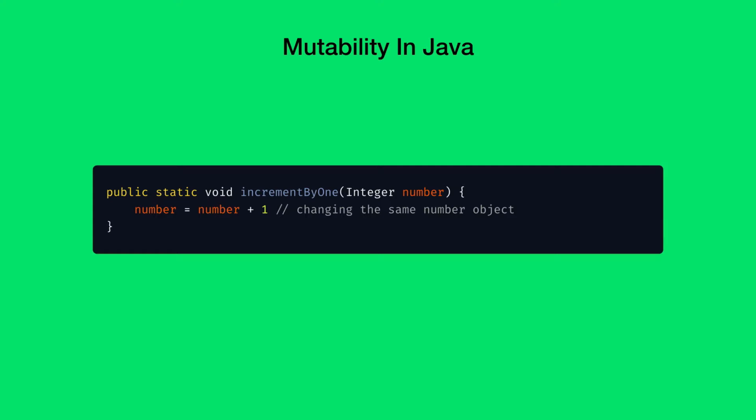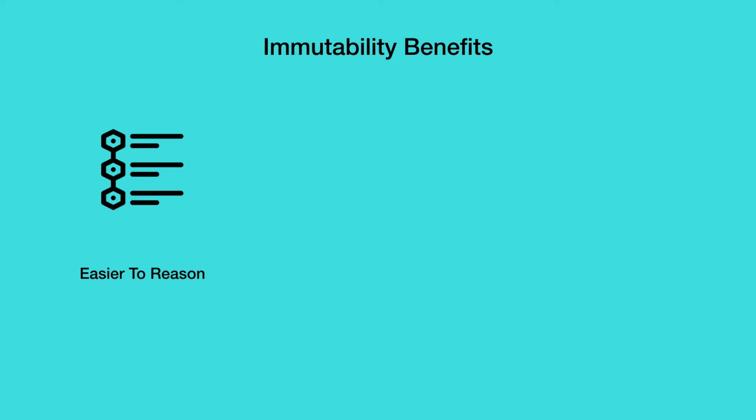Here, if you call this method multiple times with an object, the same object changes its state multiple times, and this could be an issue. And this is where immutability can help us. Immutable code is easier to reason about. As we saw earlier in the bank transaction example, once the object is created with a certain state, it is guaranteed to stay the same.